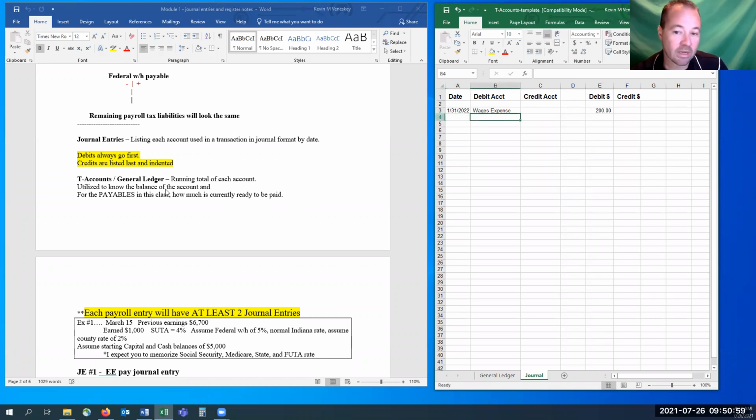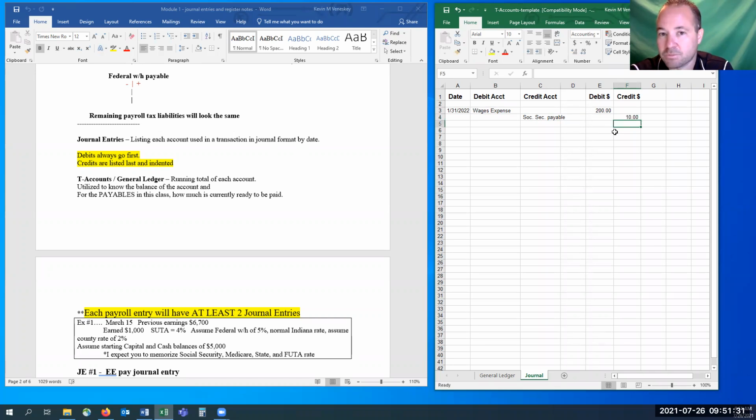And then it tells us credits are always listed last, and they're indented. Indented means kind of like when you write a paper and you tab over at a paragraph. Well, in this one, it's just sometimes easier to go ahead and tab a whole column over. So we would put our credits here next. We would have any other credits that we would have listed here. Say it was Social Security payable as our first credit. And we would list out of the 200, how much is going to go to Social Security.